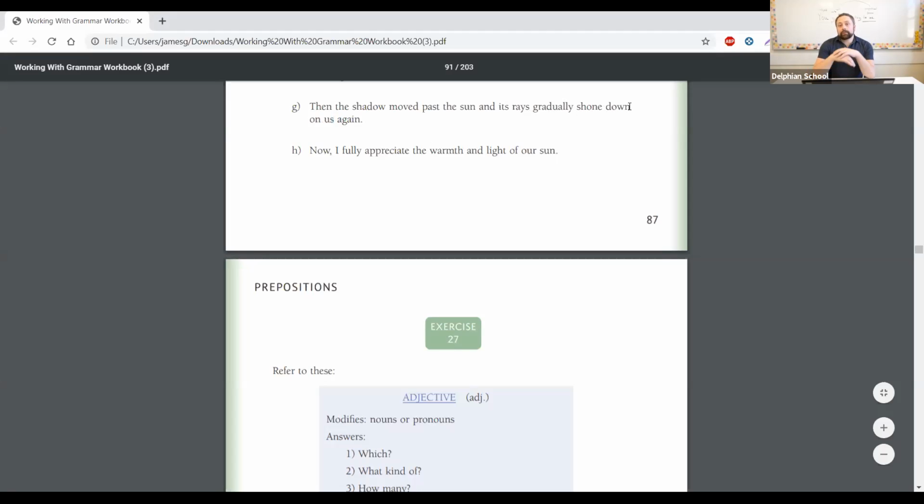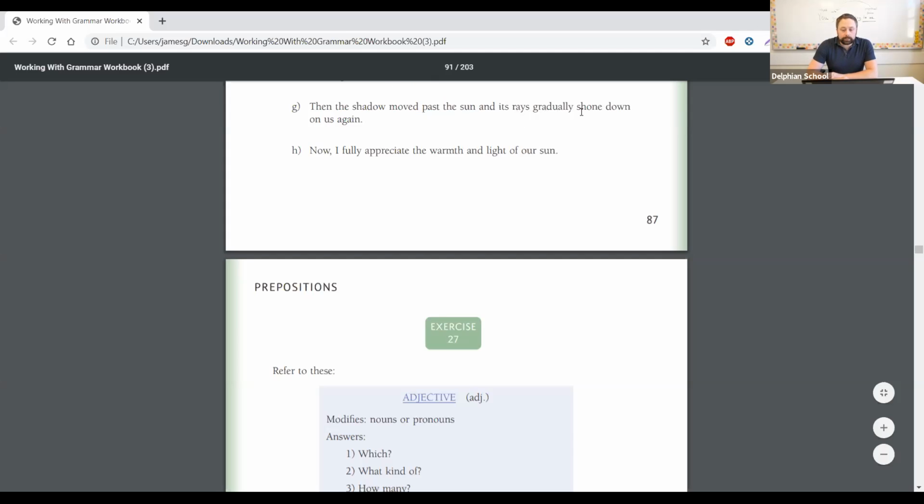You can have other adverbs in a sentence that are modifying things, but we're looking for the ones that start whole prepositional phrases. The shadow moved could be a subject and a verb, but you might ask, where did it move? It moved past the sun. Past is connecting the sun with where did it move?